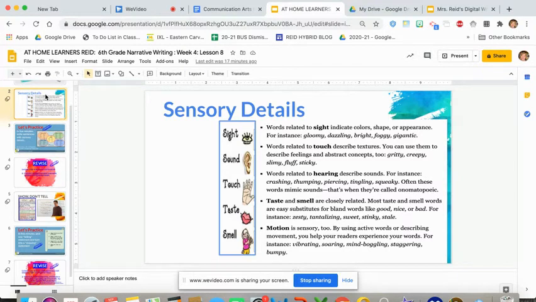And then we've got taste and smell, which are closely related. Most taste and smell words you're going to like substitute.